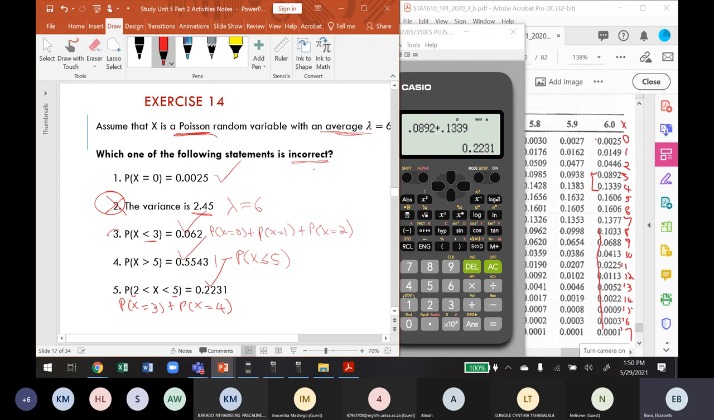In the exam, you don't have to validate. As soon as you get to the answer and you know that that is incorrect, just tick that one. If you're not sure, just double check.